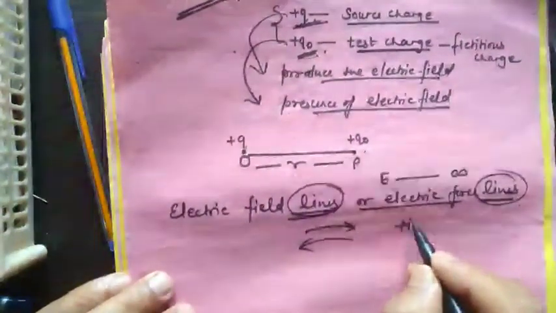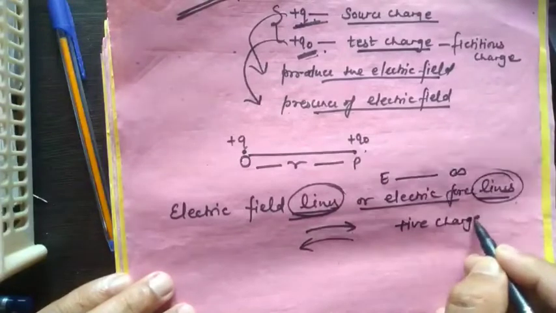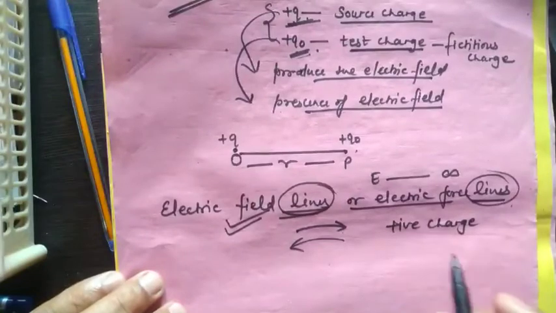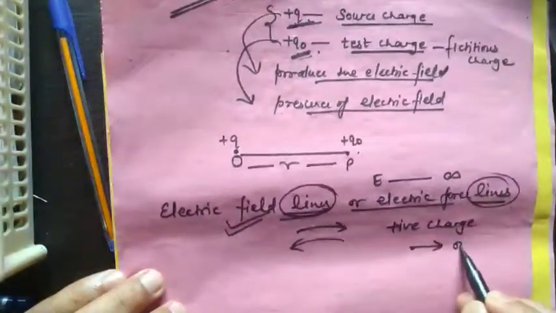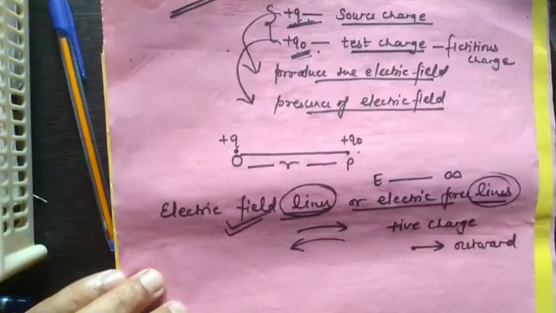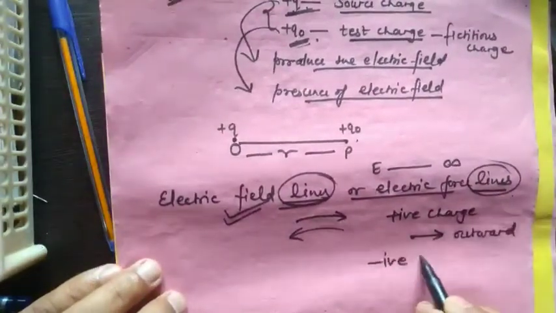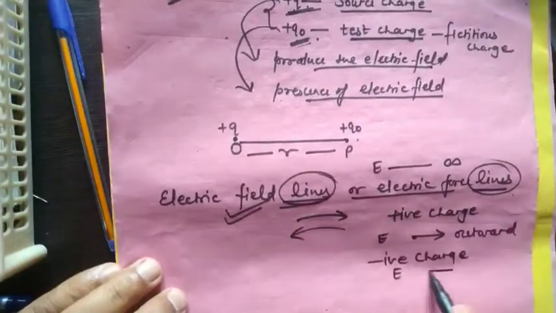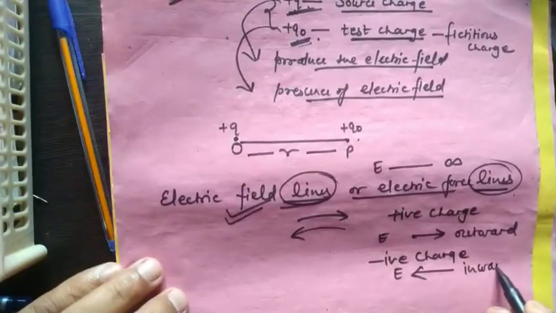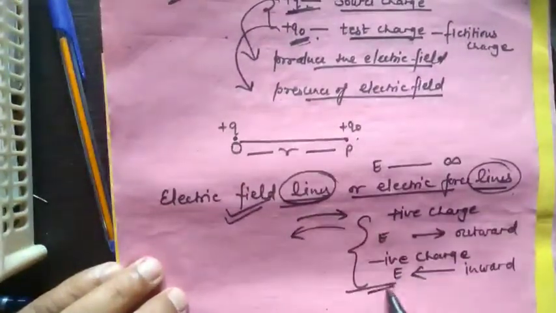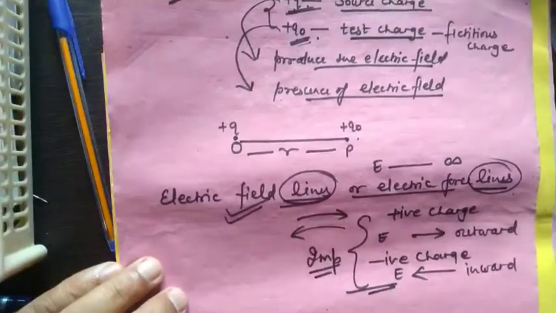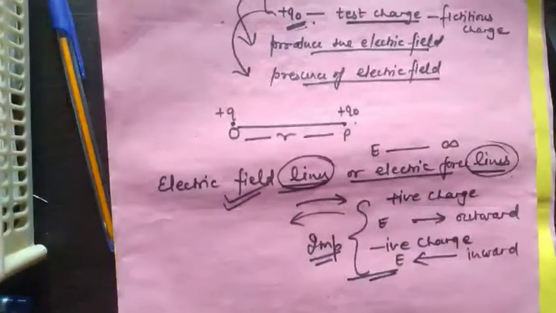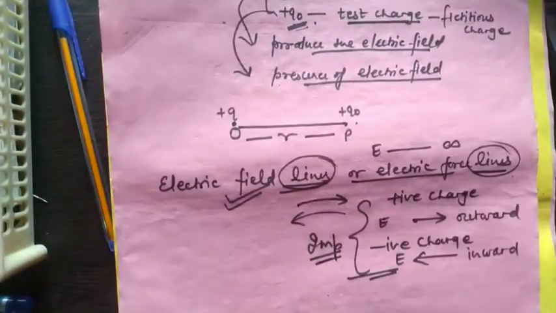In the case of positive charge bodies, the electric field direction will be outward, and for negative charge bodies the electric field direction is inward. Note down this point because it is very important for your examination and for the next topic.